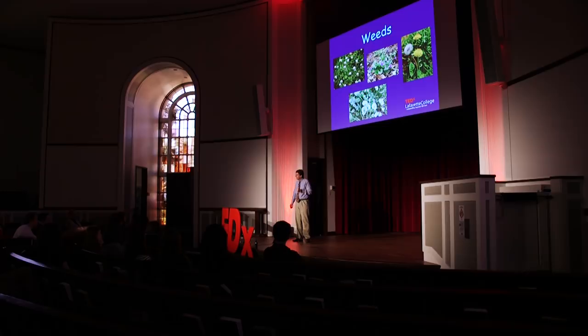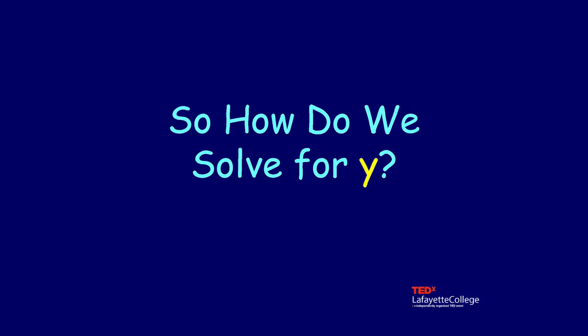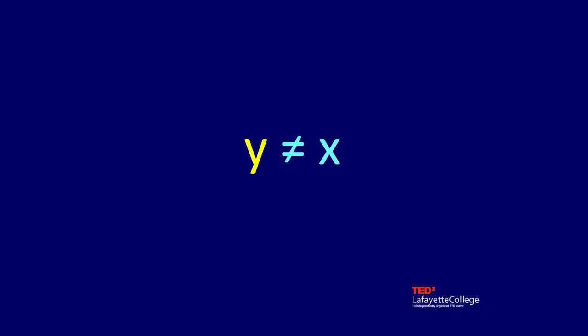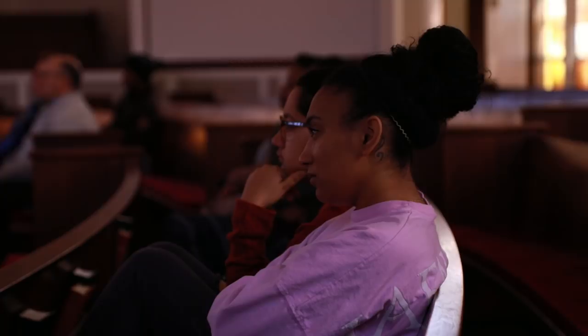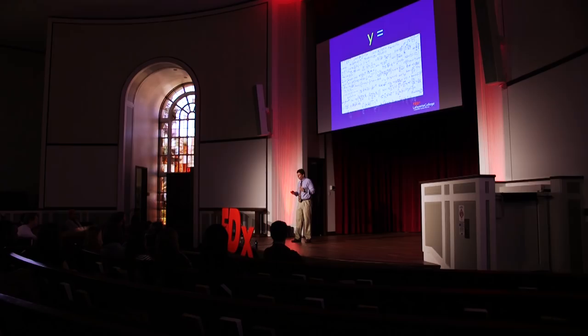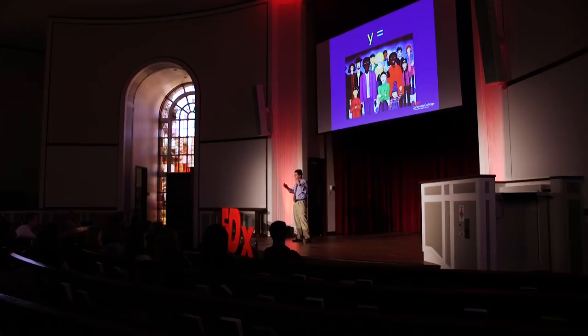So maybe that's the approach we should take when we solve for why. Instead of using labels as we're trying to figure out who people are, maybe we should simply try to get to know them. Because after all, Y doesn't equal X, we know that. Y does not equal W, and it certainly doesn't equal Z. No, instead, Y equals a really complex, beautiful set of factors that make each one of us who we are as individuals. So as we go about the world and try to solve for why, let's all see if we can avoid using labels as we're solving for why.